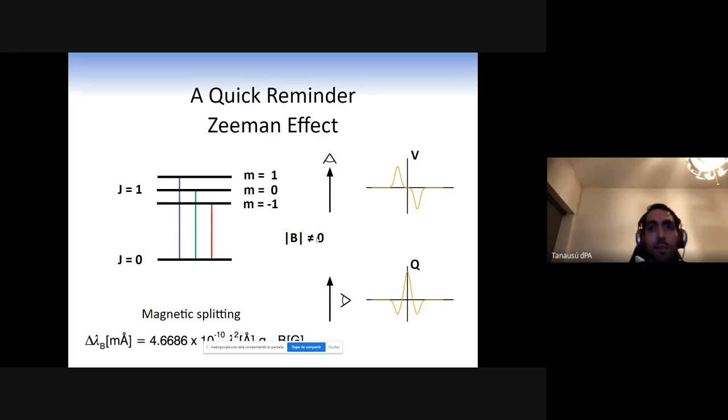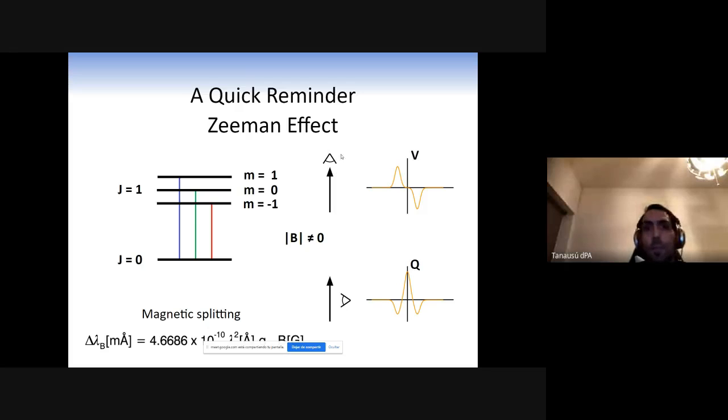However, in the presence of a magnetic field, the degeneracy is broken. There is a shift of the energy of the levels, and the different magnetic components are shifted also in wavelength, following this equation here. We see that the shift is proportional to the magnetic field, the square of the wavelength, and the effective Landé factor of the line that depends on the quantum numbers.